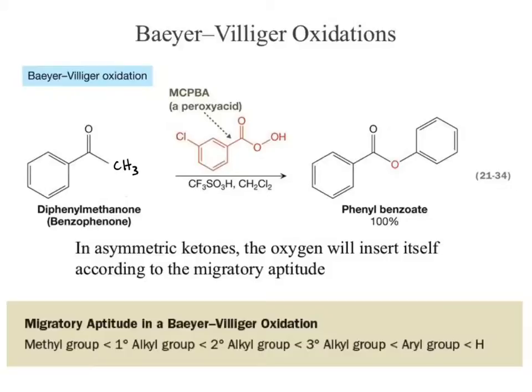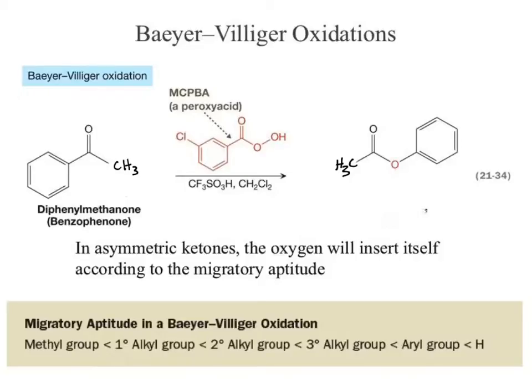What's the next part? Tertiary group. The next one, secondary, primary, methyl. Methyl groups have the least likely aptitude to shift. Which means when we look at our product, the product we would end up with would be this one. The phenyl ring shifts, not the methyl, and I would end up with that new product.